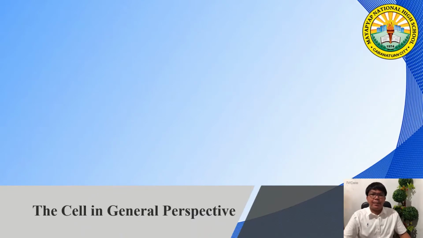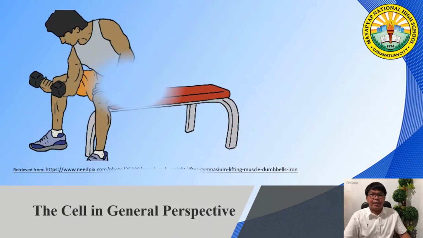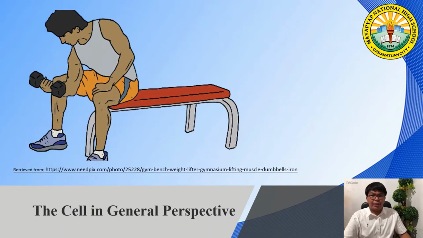Different cells in the body are specialized to perform various tasks. Muscle cells, for example, are capable of rapid contraction. If they do not function properly, movement would not be possible, just like a man lifting a dumbbell.